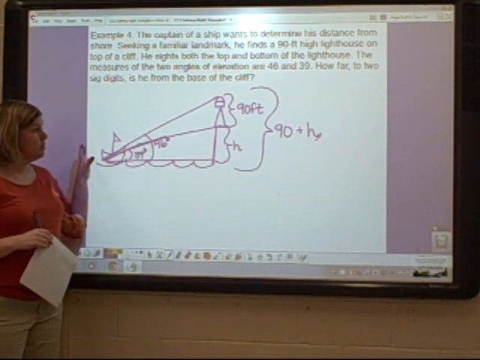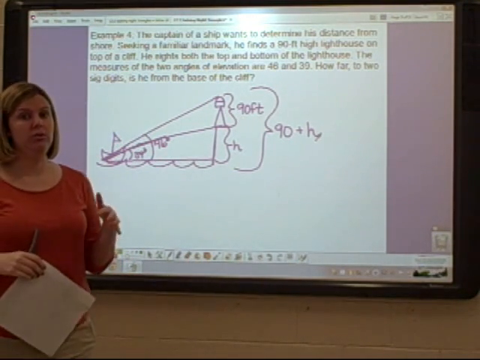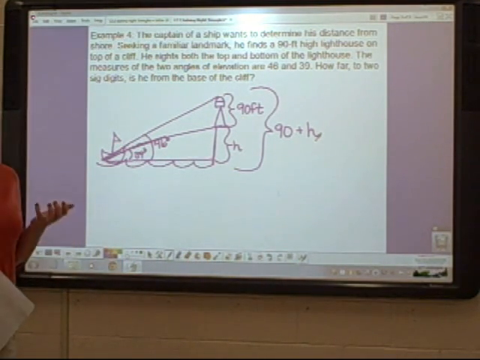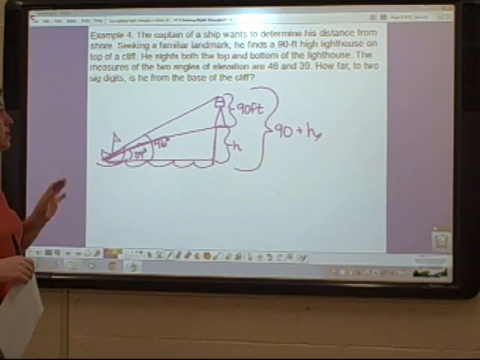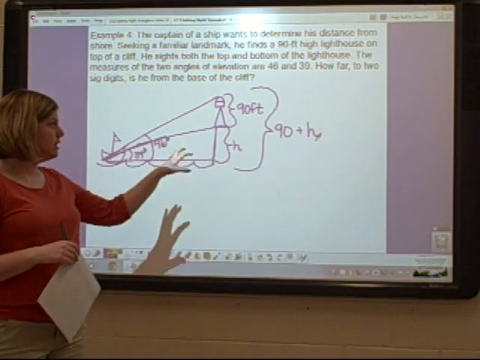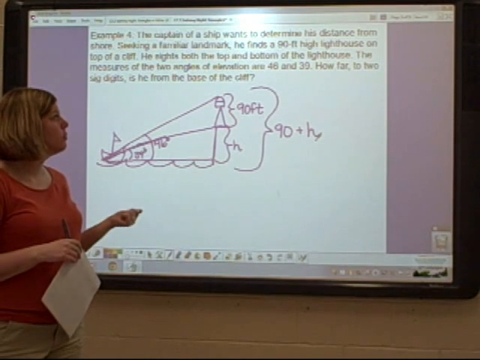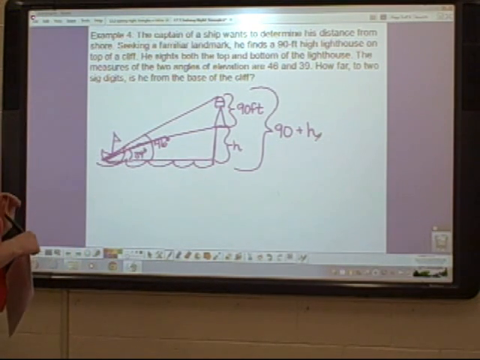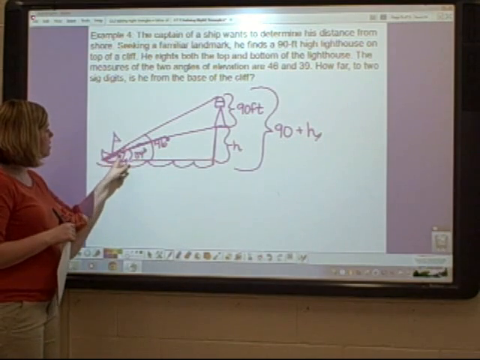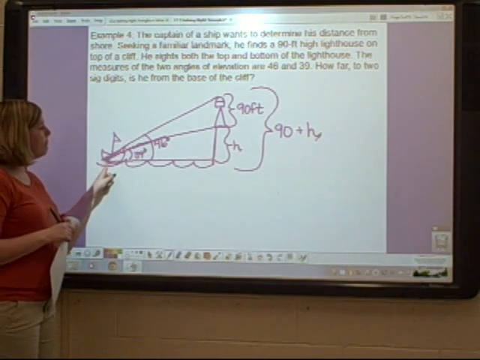So just with the given information, we had to draw the picture. And once again, the picture is really, really important because it's hard to get a picture in your head of what this really looks like. So it's really important to draw the picture. Okay, the unknown is we want to know how far is the ship from the base of the cliff.